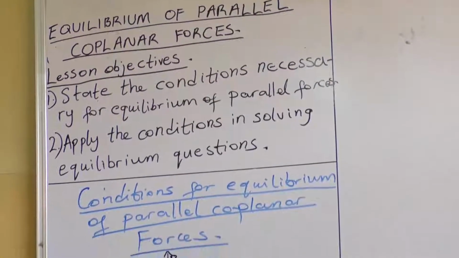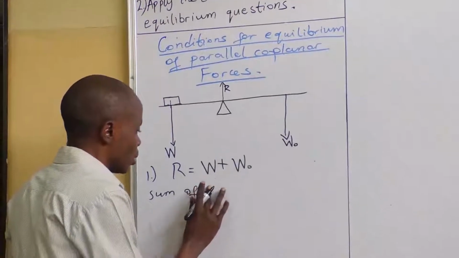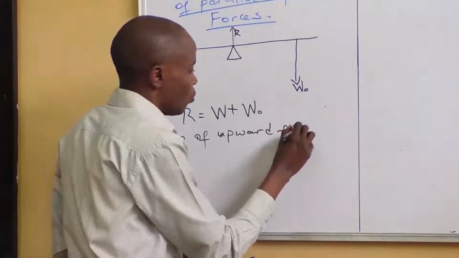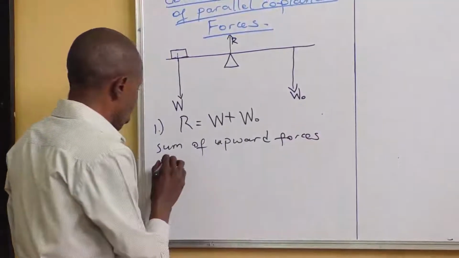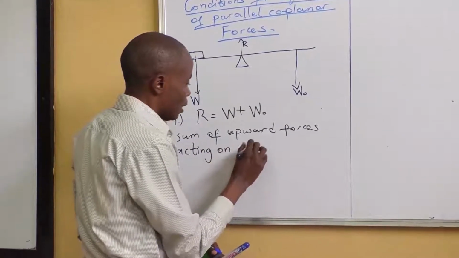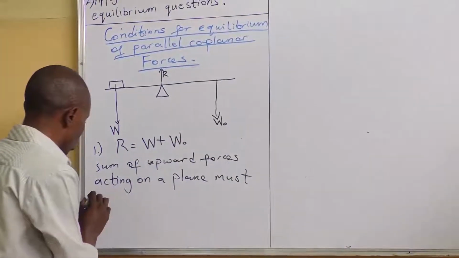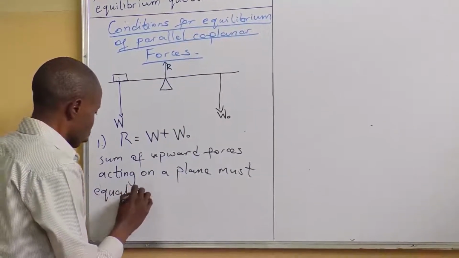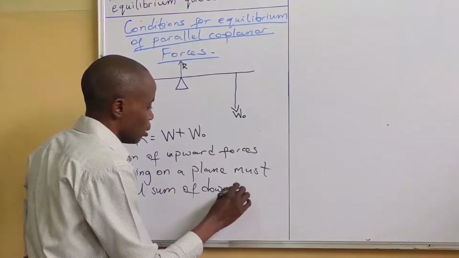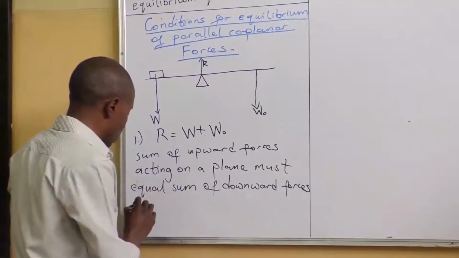That's the first condition. The sum of upward forces acting on a plane or an object must equal the sum of downward forces acting on the same plane.